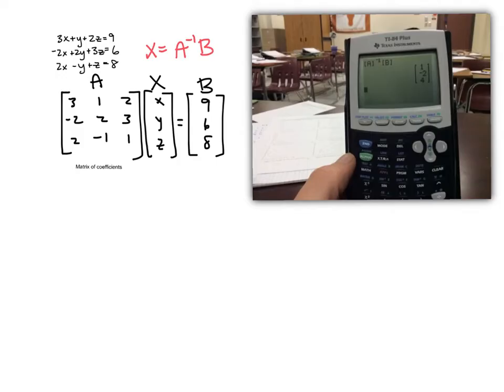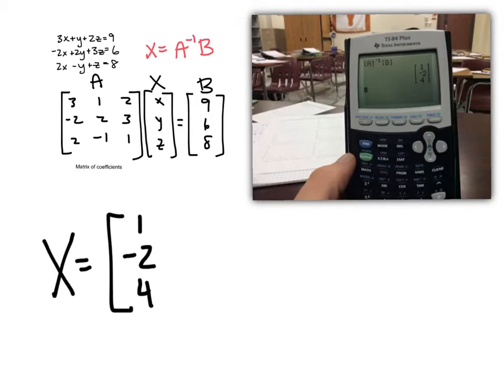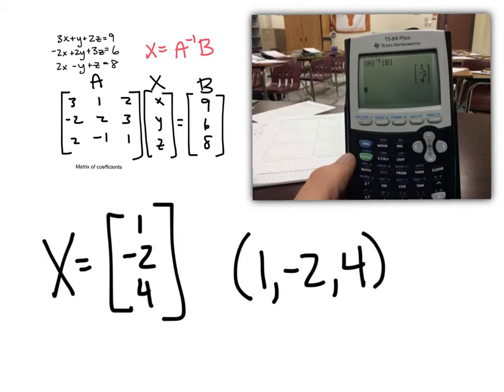All right, so we just got the solution that matrix X is equal to 1, negative 2, 4, which means X equals 1, Y equals negative 2, Z equals 4, and as an ordered triple, that'd be 1, negative 2, 4.